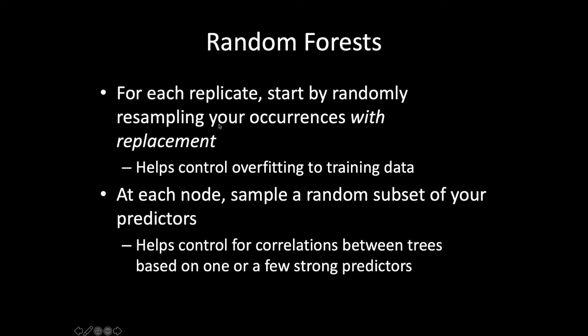And so what you're going to do for each replicate, and you typically do a bunch of replicates of these, you start by randomly resampling your occurrence data with replacement. So this is essentially a bootstrap of your occurrence data. And what this does is it makes sure that every replicate data set is drawn from the same distribution. That's kind of what bootstrap does, but is not exactly the same. So this helps control overfitting of training data.